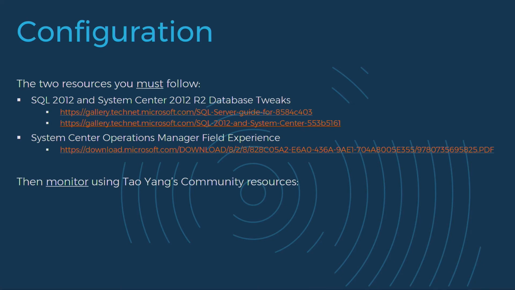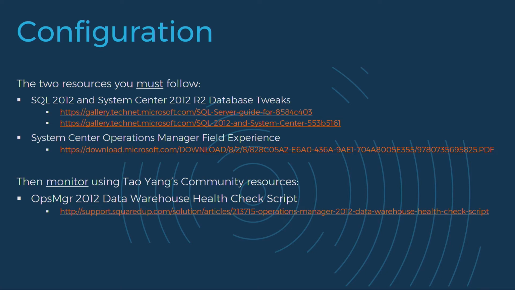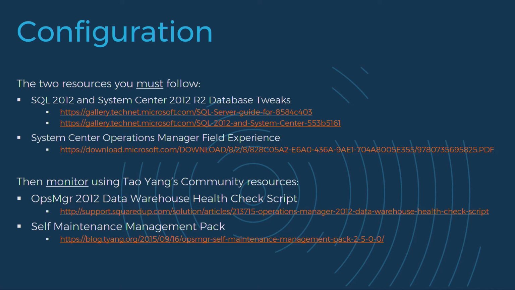Now, once you've got it set up, obviously you then want to make sure that configuration stays valid and optimized. And for this, we'd recommend using Tao Yang's community resources. He built, I think, a PowerShell script that does a data warehouse health check. So there's a download there on our support site. And he also authors and maintains this self-maintenance management pack. So that actually creates a set of monitors that are going to be checking your SQL configuration and alerting you if anything has fallen out of shape.